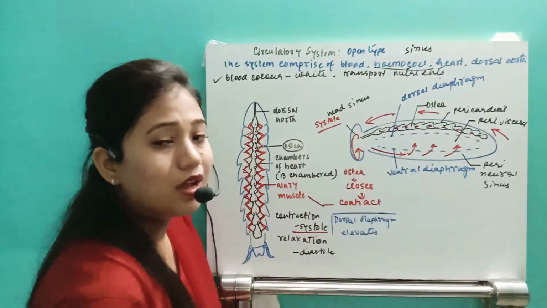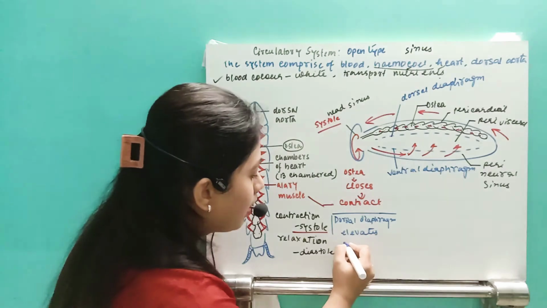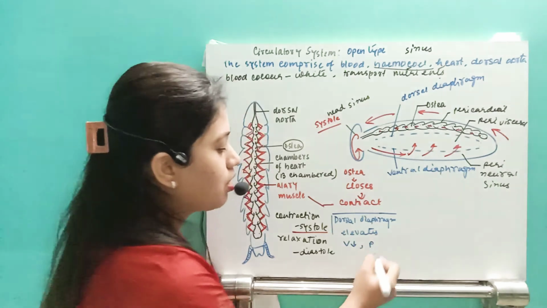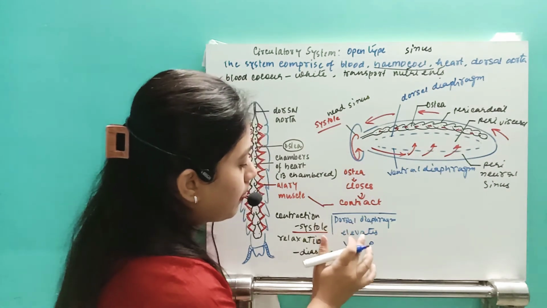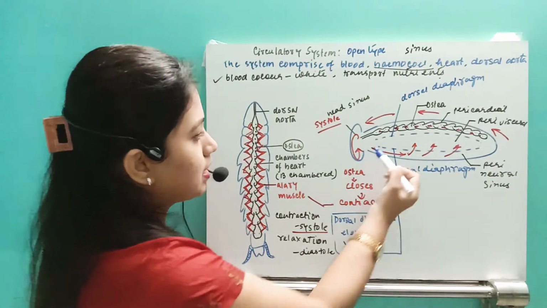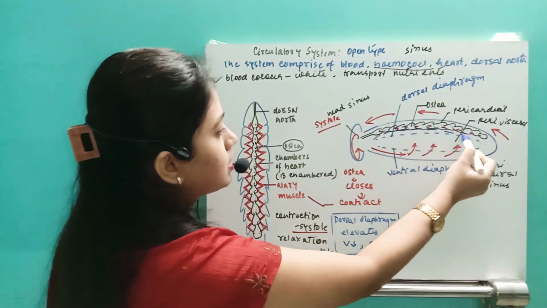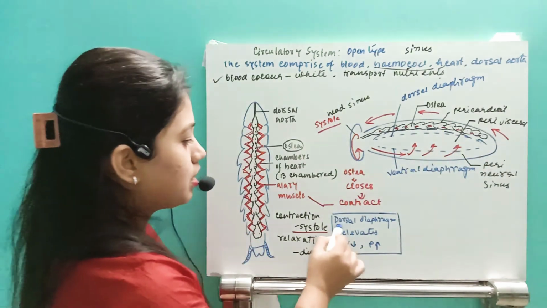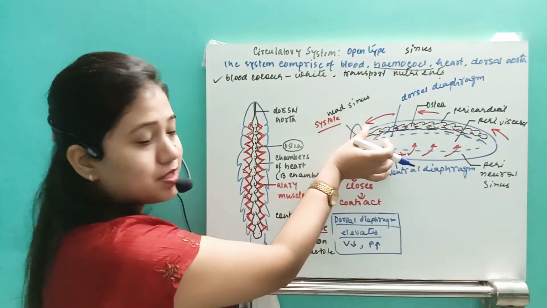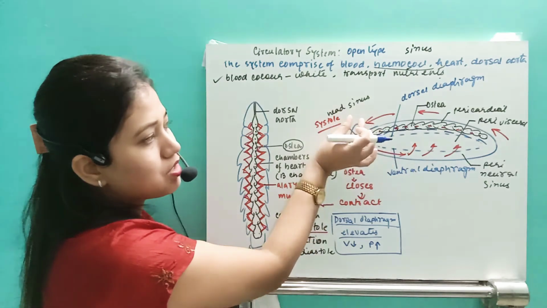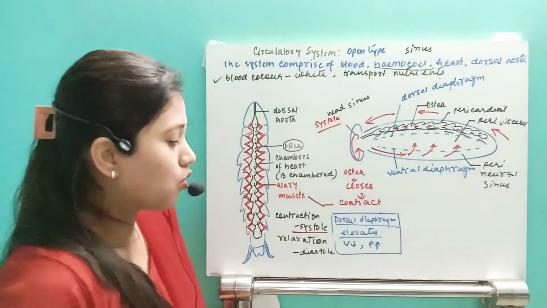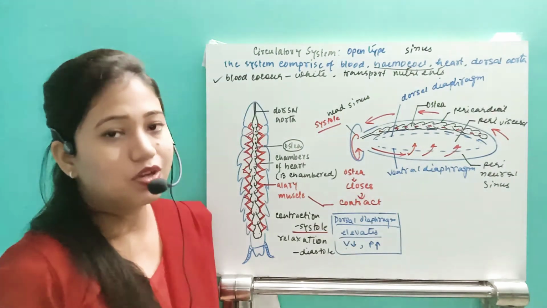So whenever the dorsal diaphragm elevates, what happens in the pericardial sinus? The volume decreases, right? As the volume decreases, what will happen to the pressure? Pressure increases. Yes. Suppose the dorsal diaphragm is elevating like this. Earlier this much was the space for the pericardial sinus, now it is decreased to this much, right? So the dorsal diaphragm elevating causes a decrease in the volume, and that's why the pressure increases.